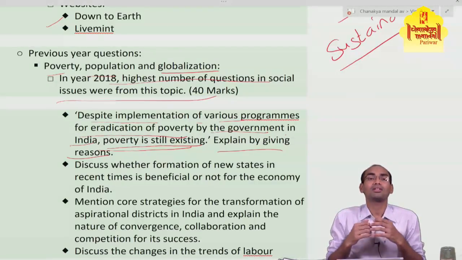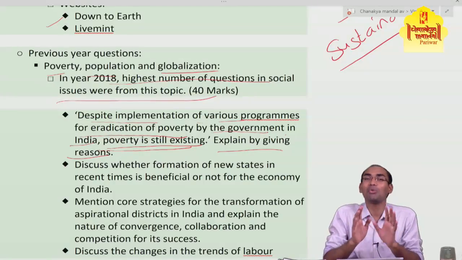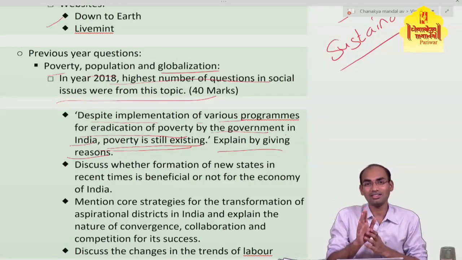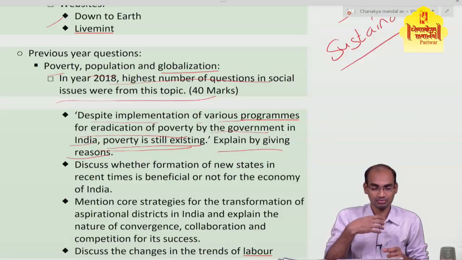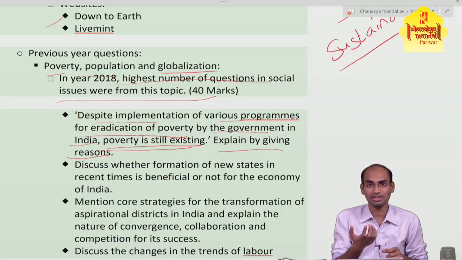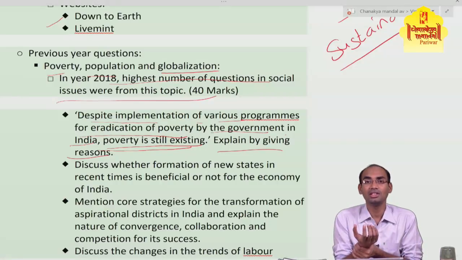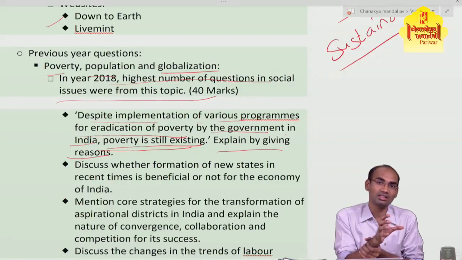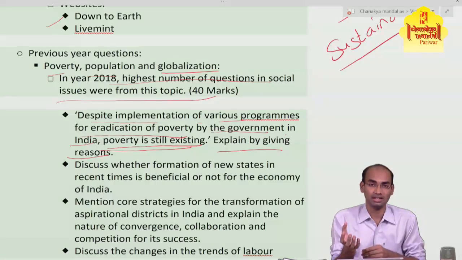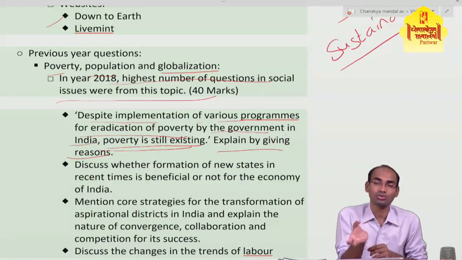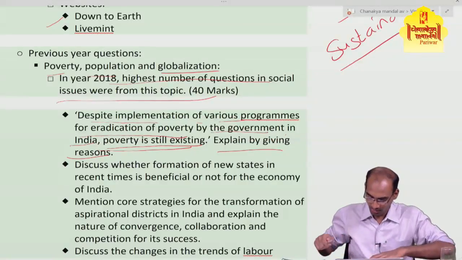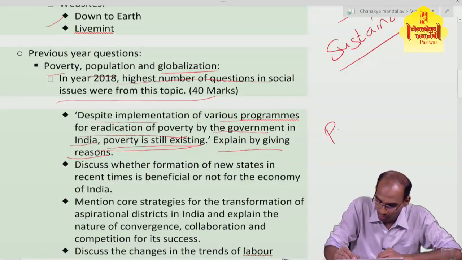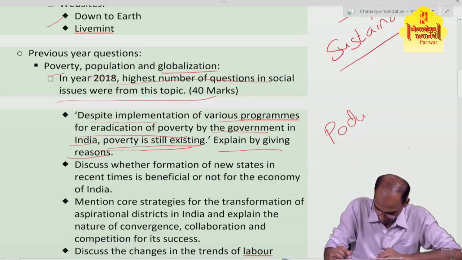They may ask to enlist a few successful government programs with which they actually succeeded in changing the society, in changing the societal perspective. For example, in Andhra Pradesh there was one program called Podupu Lakshmi.